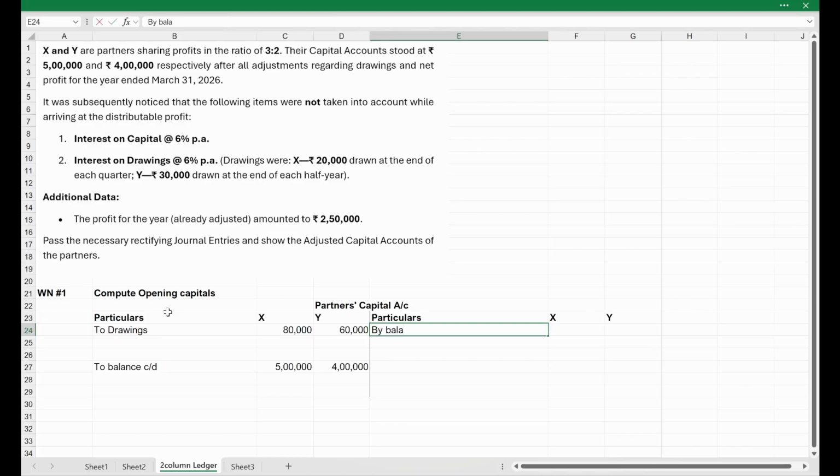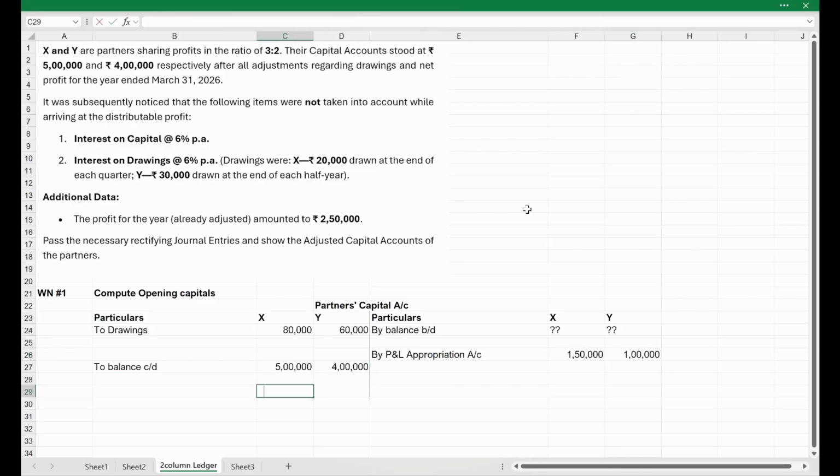I don't know what is the opening capital, so I leave it open, but the question said that this 5 lakh had been arrived after considering the drawings and net profit, distribution of net profit. Therefore, I will write P&L account or P&L appropriation account. They ignored all the interest on capital and interest on drawing and directly took net profit itself as divisible profit. So 2,50,000, X would have gotten 3/5 of it, and 2,50,000, Y would have gotten 2/5 of it.